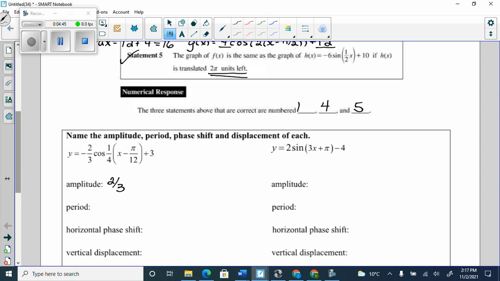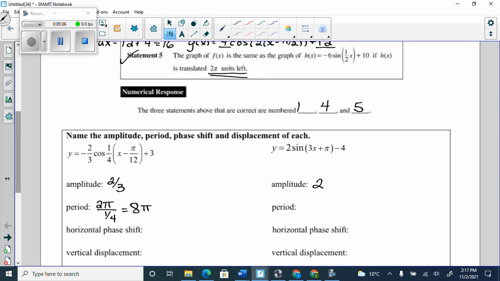What's the amplitude of this one? 2, because it's the absolute value of A. The period of this one is going to be 2 pi divided by B, which is 1/4. Or I know it's a horizontal stretch of 4, so it's going to multiply by 4, which is going to make it 8 pi. That's why you end up multiplying by 4, right?